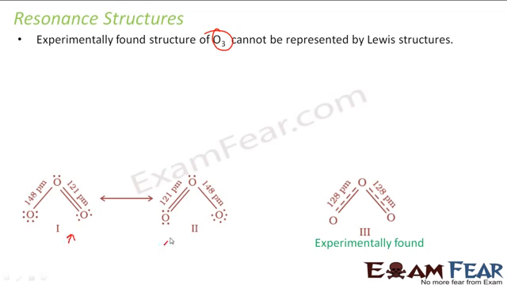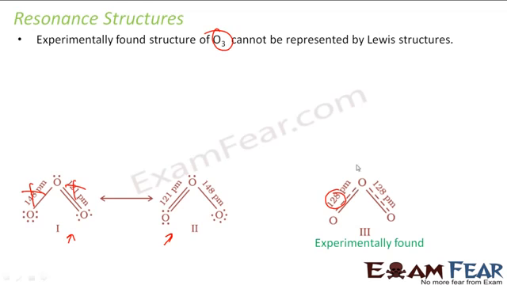We got two structures, either this or this. An oxygen single bond was 148 picometer, and for a double bond the size reduces to 121. So two possible structures were there, but experimentally it was found that the O3 molecule looks like this, with resonance, and the bond length is 128. So it is neither 148 nor 121, it is 128.